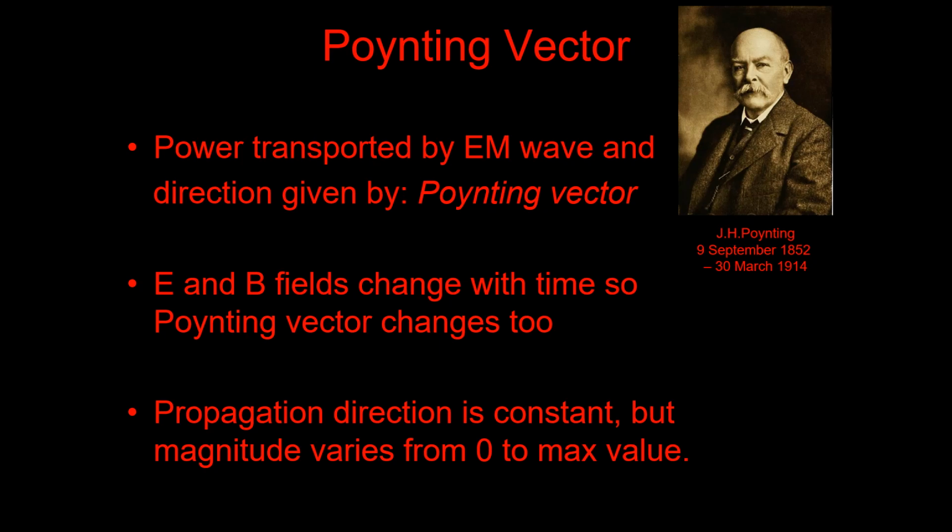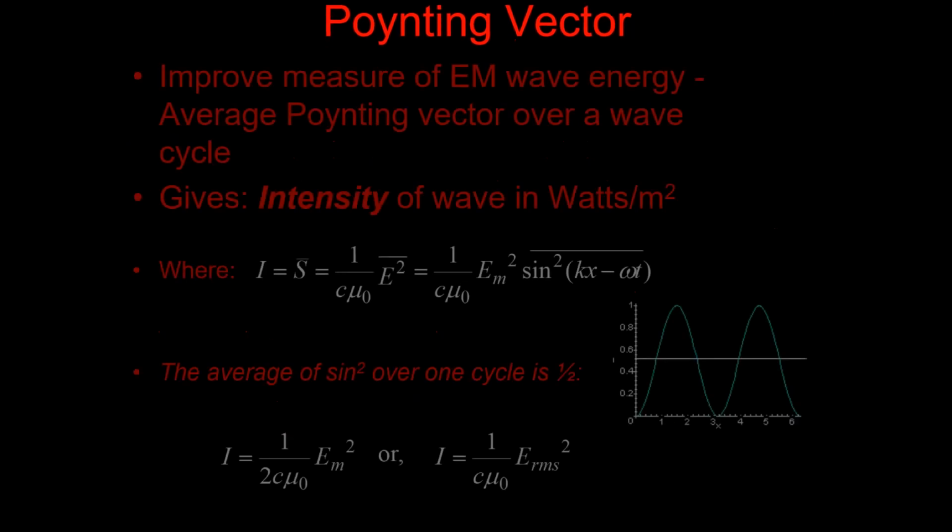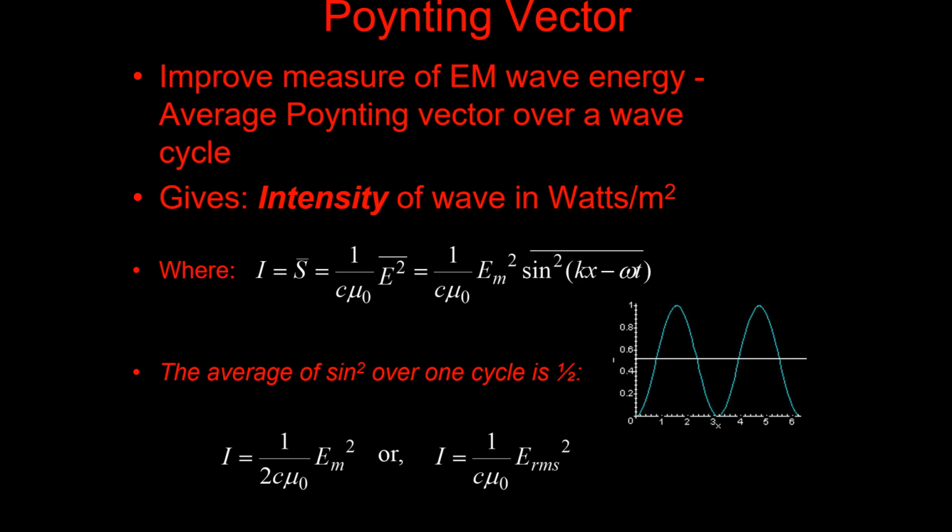So, if we really want to measure the energy of a wave, we have to look at the Poynting vector, but we have to look at it over a complete wave cycle to get the intensity of the wave in watts per square meter. So this is what we see. The intensity of our wave gives us S, our Poynting vector, which is equal to 1 over c, the speed of light, times mu0, the permeability of the magnetic component of the wave, times E squared, the strength of our electric component.